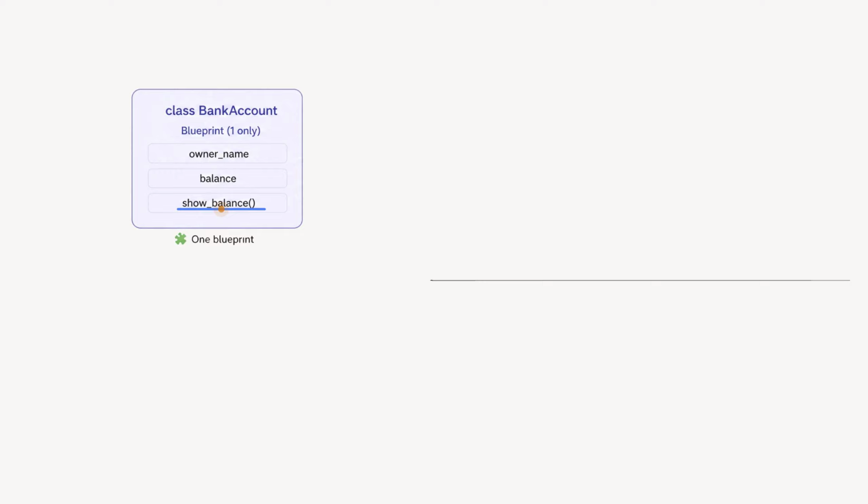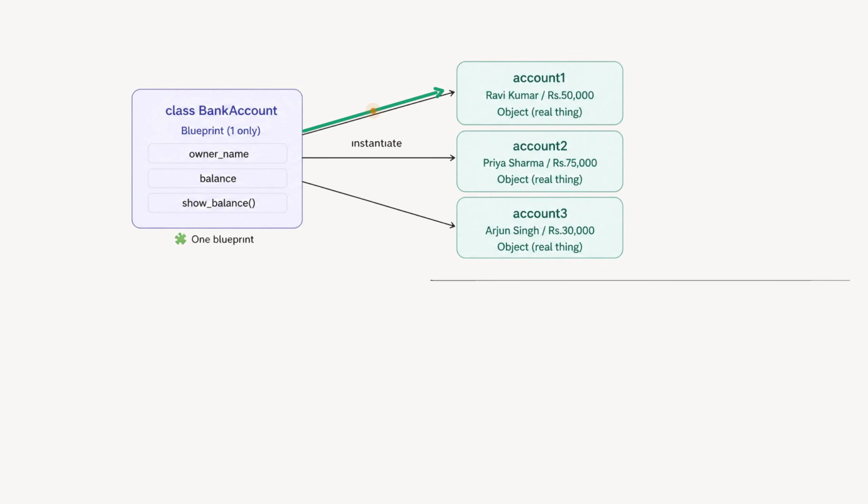Now, when we actually need to create an account for a real person, we instantiate or build an object. These 3 boxes on the right are the actual objects, the real things created from our blueprint. Notice that while they all come from the exact same bank account class, their internal data is completely unique. For instance, this first account belongs to Ravi Kumar with 50,000 rupees.